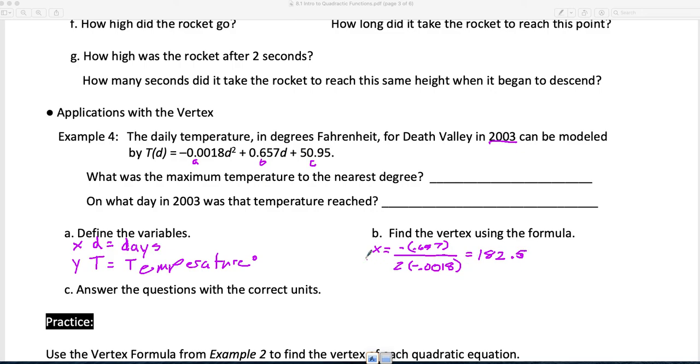Okay, to get the y coordinate of the vertex, this is x, I'm going to plug that in. And as bad as I write, this is going to be really ugly. Okay, y is equal to, I've got negative 0.0018 times 182.5 squared, plus 0.657 times 182.5, and then I just have the constant at the end, which is 50.95.